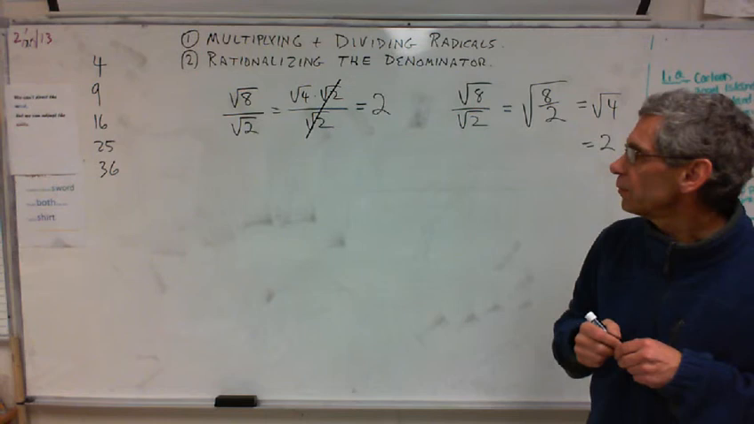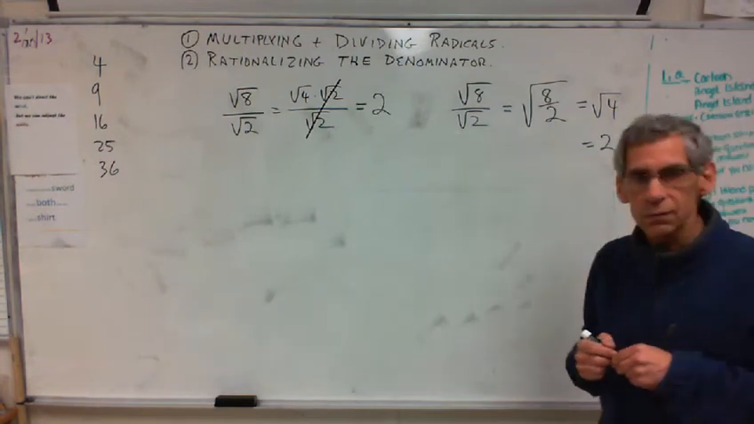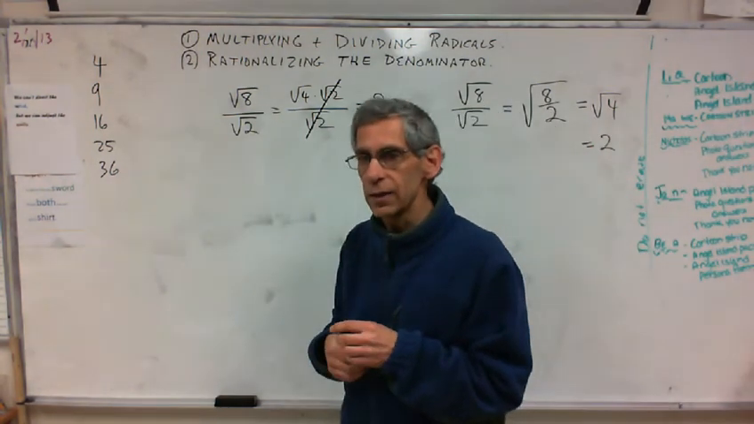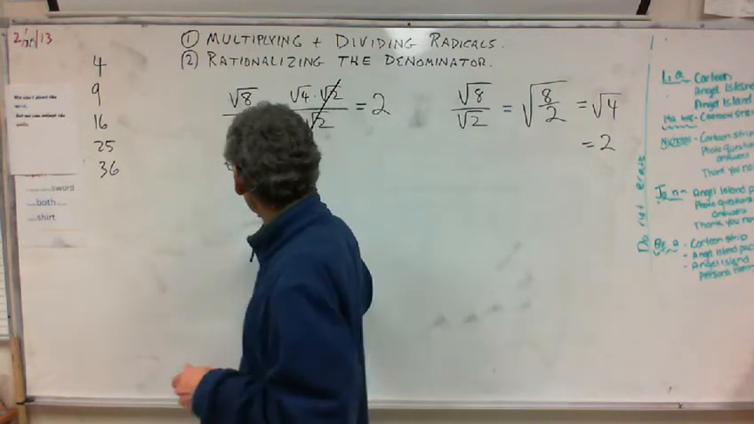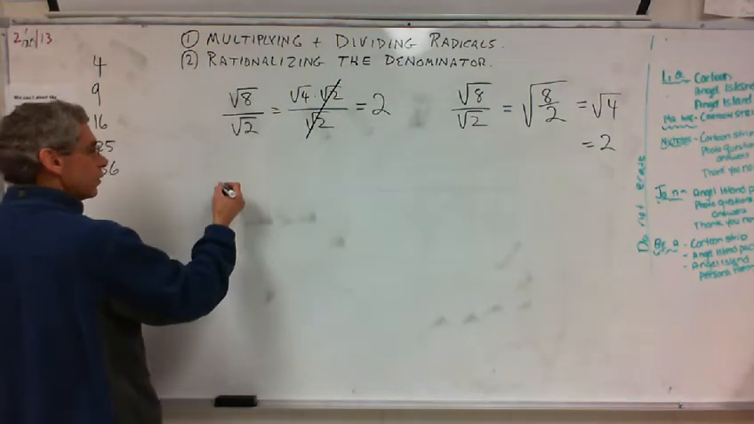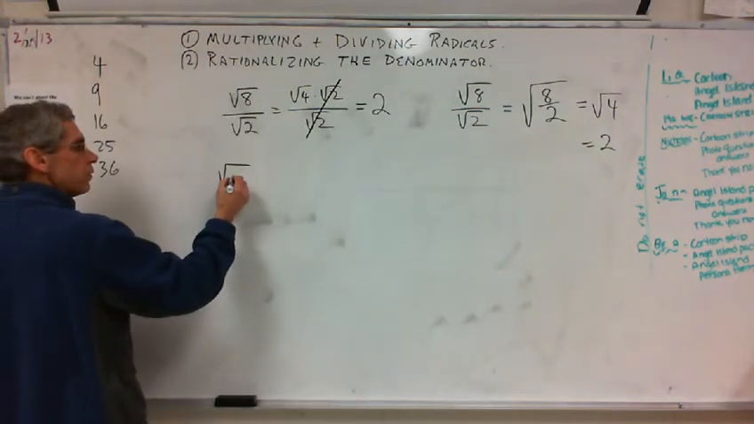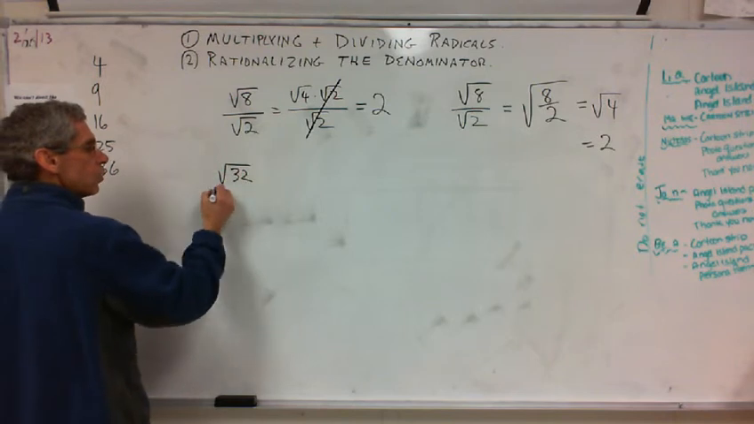All right, so now Amy had a question. Let me think about an example. She was saying, well, what if you had the square root of, say, 32/4?